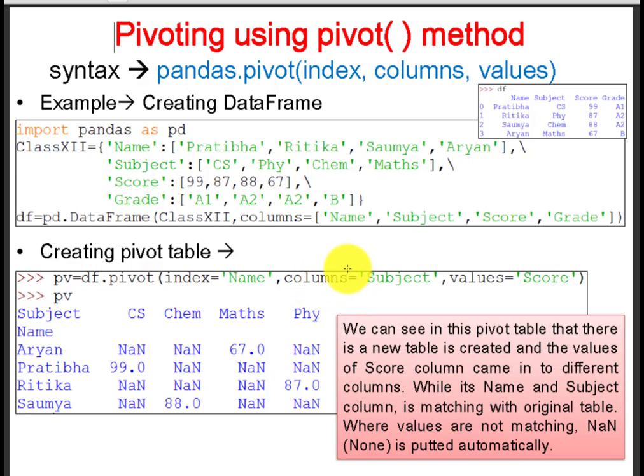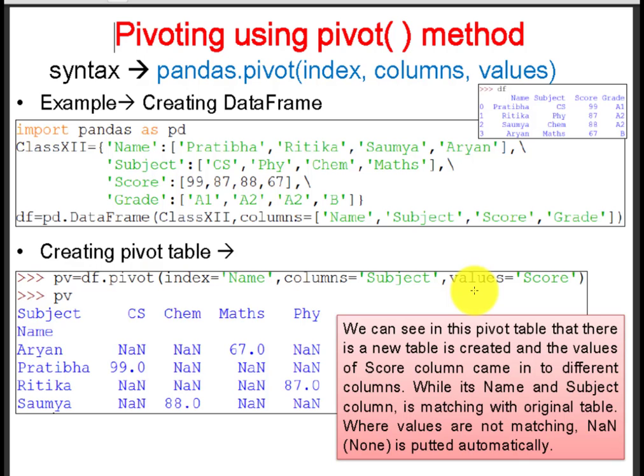Next, which column do you need in the pivot method as a column? Here I need all the subjects to be converted into columns. So here I place the subject column, so that subject will be converted into the columns. Clear?